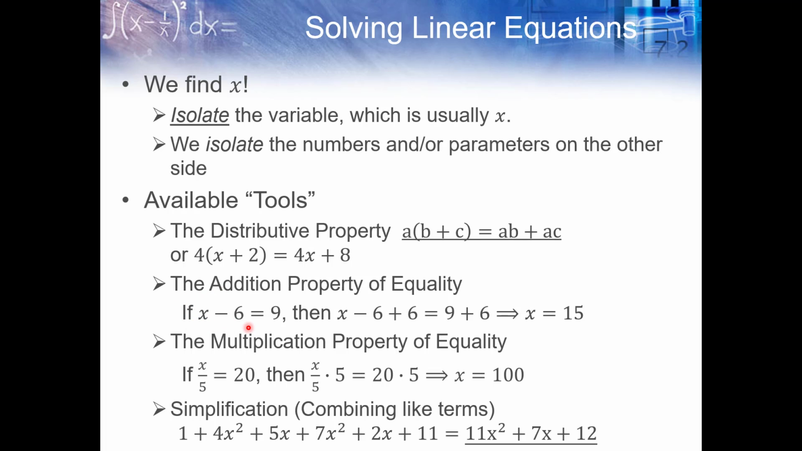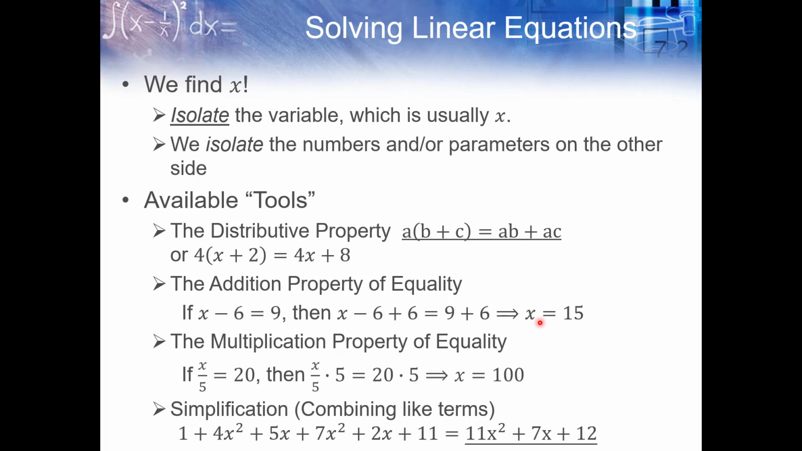Here we have x minus 6 is equal to 9. Now if I add 6 to both sides of the equation, that maintains the equality. We have an equivalent equation. And finally here the 6's will cancel. These sum to 15, and we will have x is equal to 15.